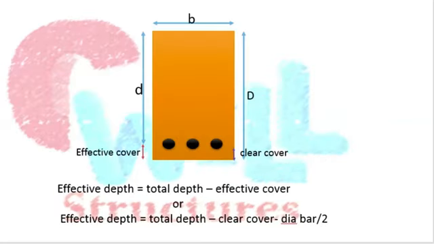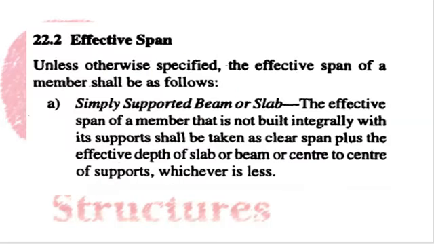Now, as per clause number 22.2, how to calculate the effective span of the beam or slab. Case number 1 is a simply supported beam or slab. What is the procedure to determine the effective span for a simply supported beam or slab? Let's read first. The effective span of a member that is not built integrally with its supports shall be taken as clear span plus the effective depth of the slab or beam, or center to center of the support, whichever is less. Okay, so I'll explain you.